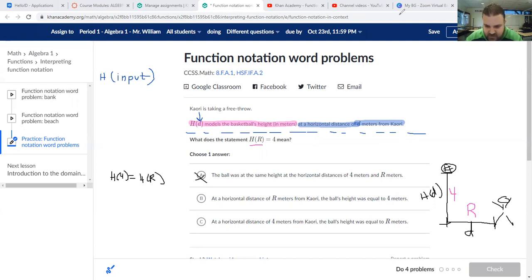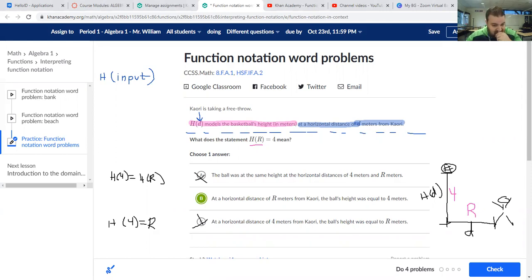At a horizontal distance of 4 meters from Corey, the ball's height was equal to R meters. What C is talking about is wrong, but what they're saying is H of 4 equals R. They have the R and the 4 mixed up over here, kind of backwards. So the correct answer on this is actually going to be B. At a horizontal distance of R from Corey, the ball's height was equal to 4.